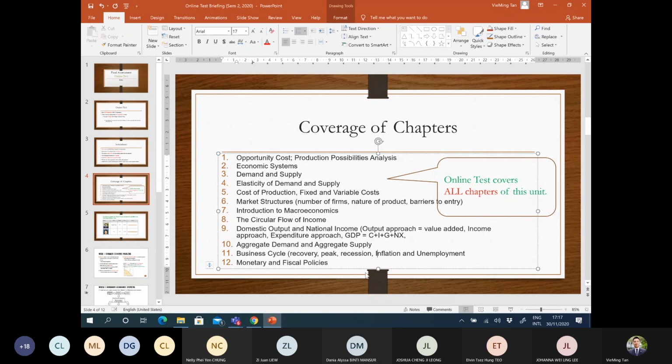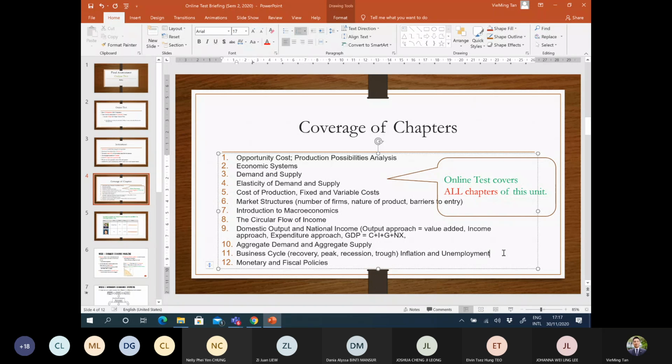Followed by trough, or we call it the depression. That is the minimum level of GDP that can be achieved by the country or nation. Then after that, it will go back to recovery again.